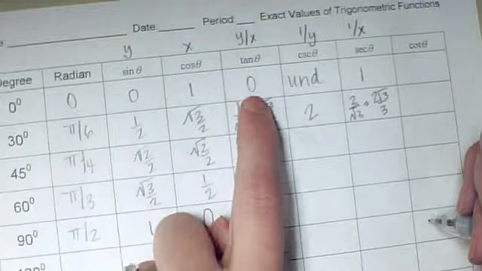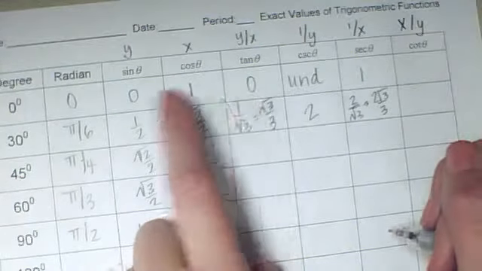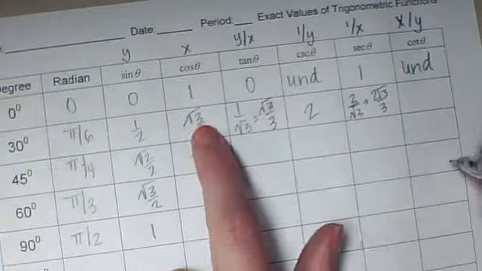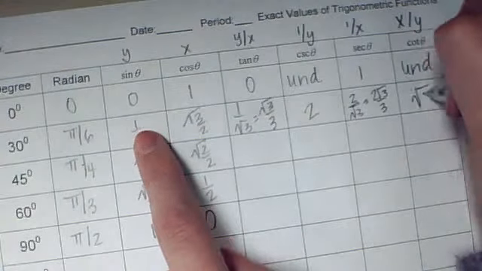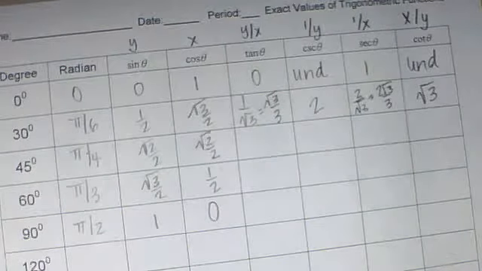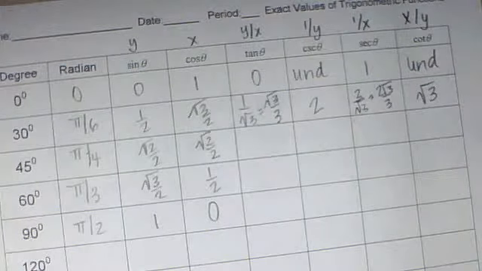And then finally our cotangent is our x over our y. So if I did 1 over 0, this would also be undefined. And here I would do root 3 over 1, which is root 3. Or I could just flip this one right here. Now, as you move through, watch your signs. Be sure to notice as many patterns as you can. Most of these things should look very similar as you work your way through. Good luck.